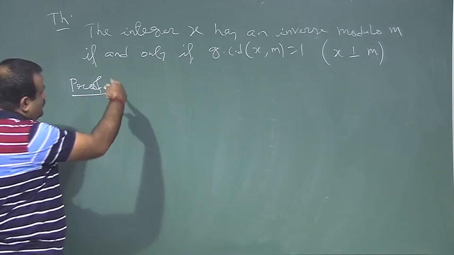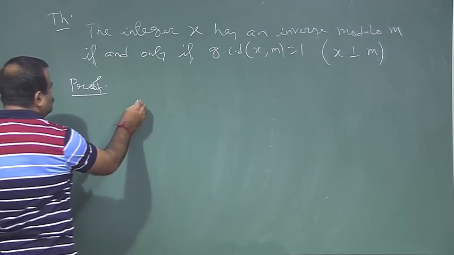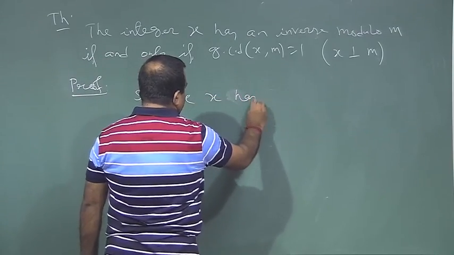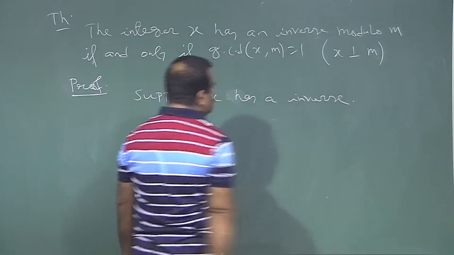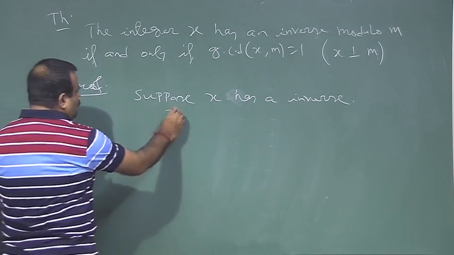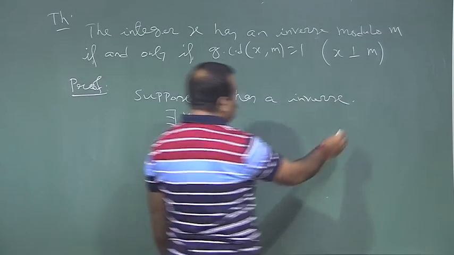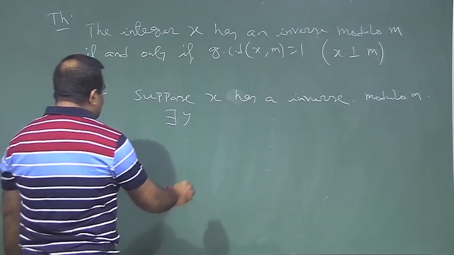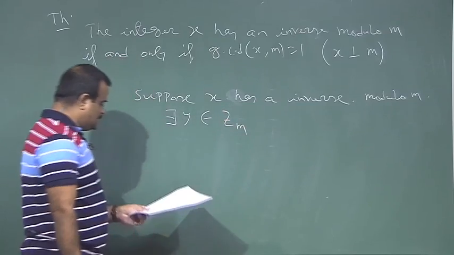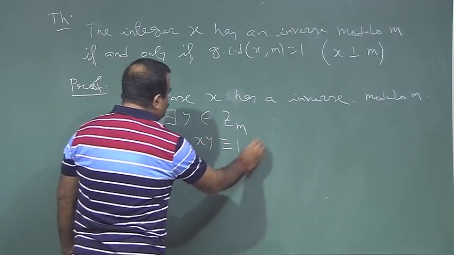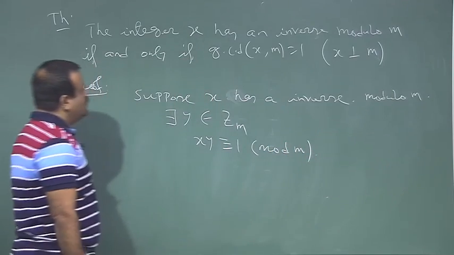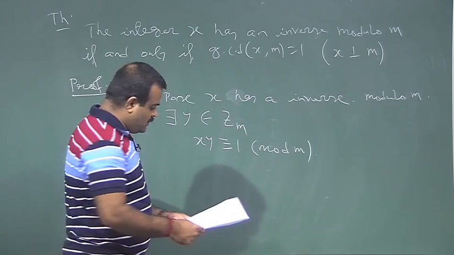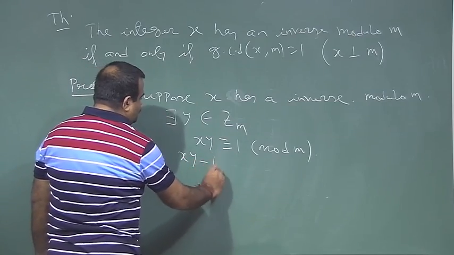Suppose x has an inverse. It has two parts, the if part and the only if part. So, suppose x has an inverse modulo m in the multiplicative sense. That means there exists a y belonging to Zm such that xy is congruent to 1 mod m. We have to prove that the GCD of x and m is 1, that means x and m are relatively prime.